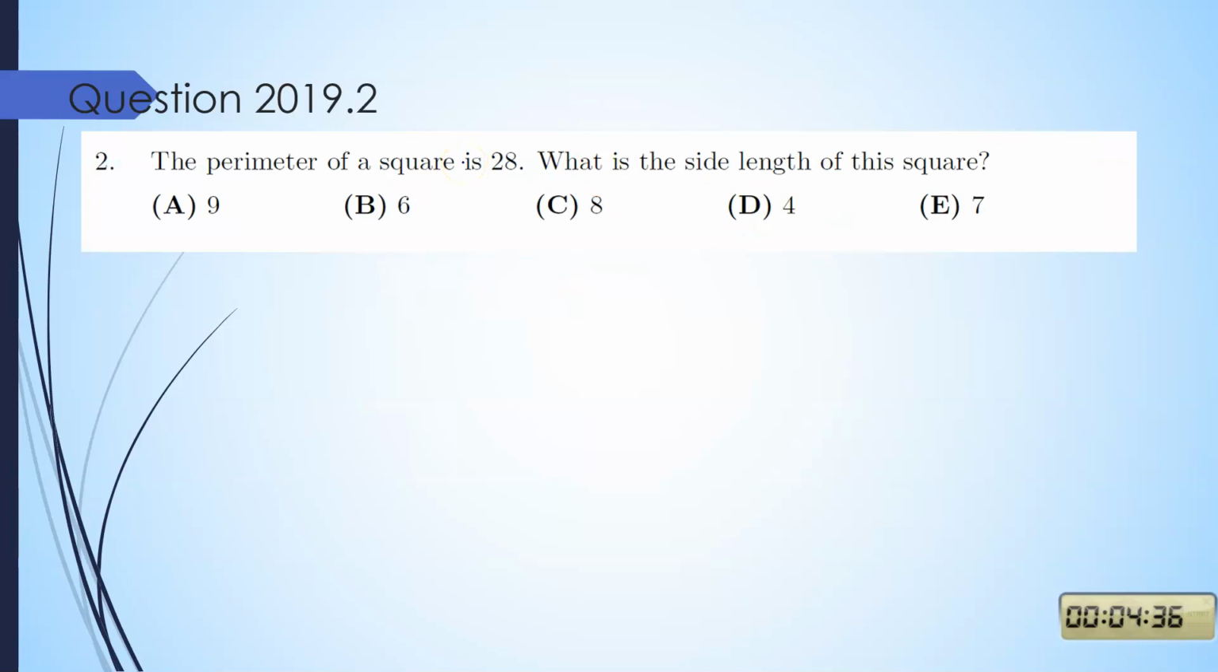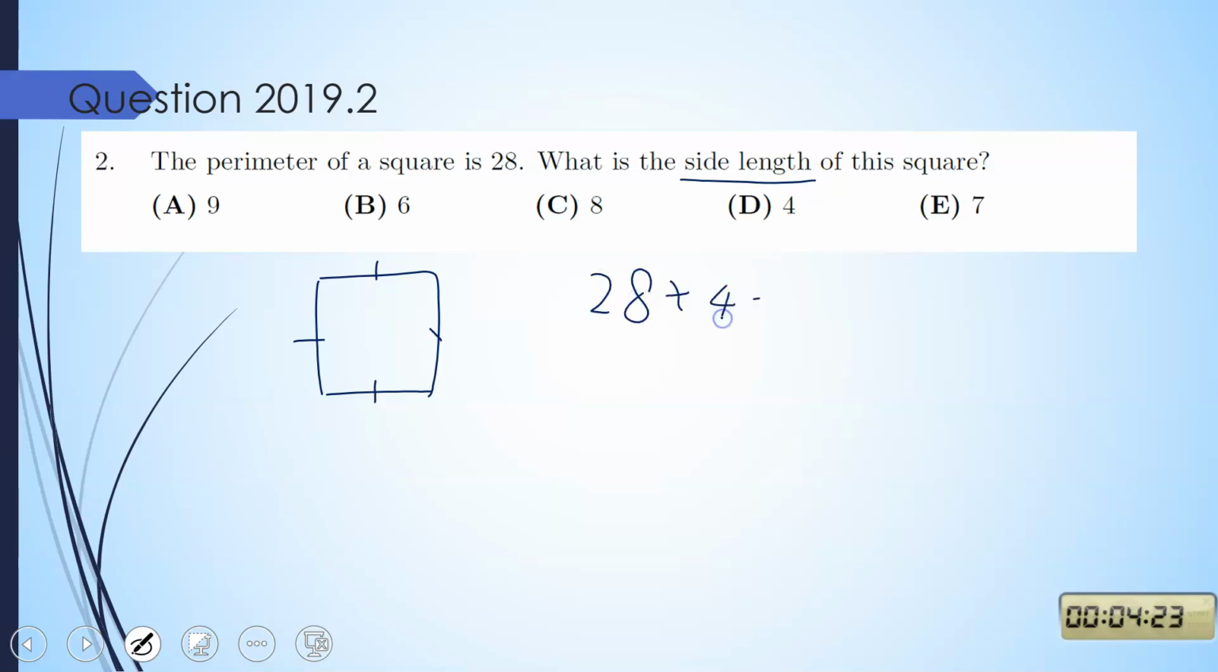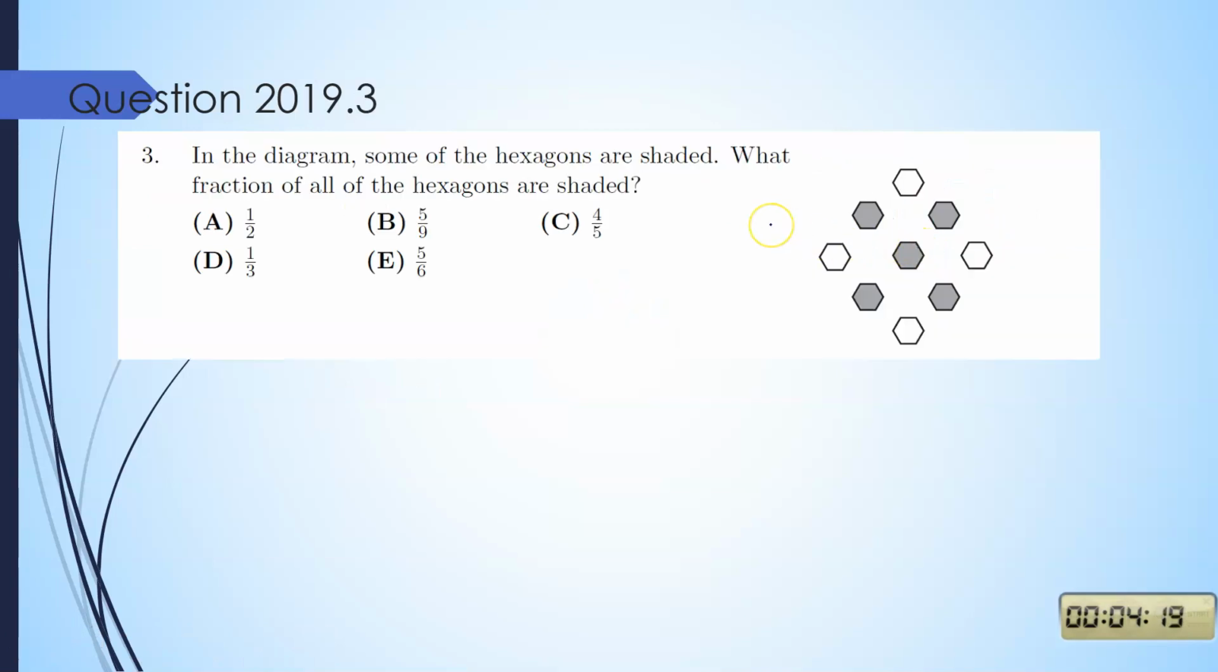Question number 2. The perimeter of a square is 28. We know that the 4 sides of the square are equal. So the side length of this square is 28 divided by 4 equals 7. The answer is E, 7.